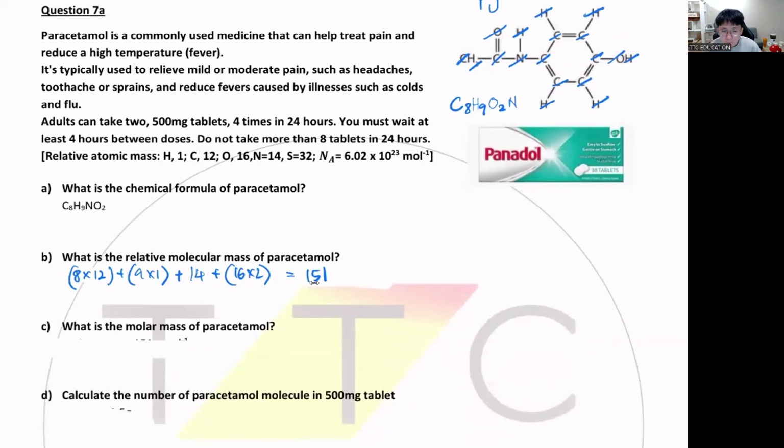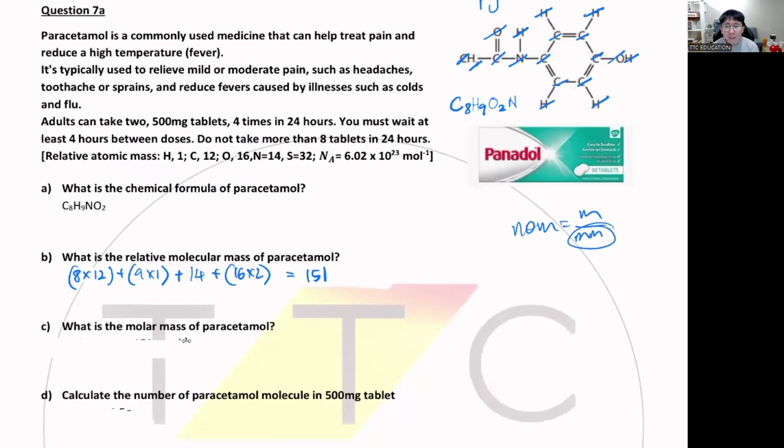And then they ask you, what is the molar mass of paracetamol? Guys, what's molar mass? Usually it's the number of mole equals to mass over molar mass, right? But do you need to memorize molar mass? No need. Molar mass is literally what we did in the formula: you take every atomic mass, substitute into your molecular formula, then you find the molecular mass.